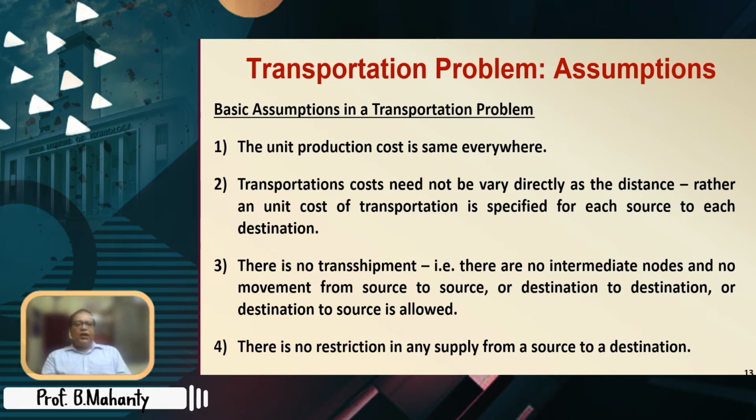Initially, we assume that there are no such restrictions. So there are different assumptions. The unit production cost is the same everywhere. Transportation cost is constant, that is, a unit cost of transportation. There is no transshipment, and there is no restriction on any supply from a source to a destination. So all four constraints are understood. Additionally, there is also a new constraint we have added, sigma ai equal to sigma dj. Is it not? So these are some of the key assumptions of the transportation problem.